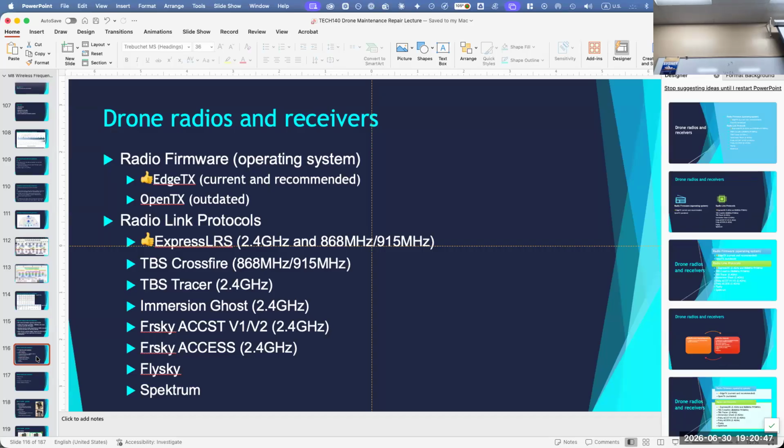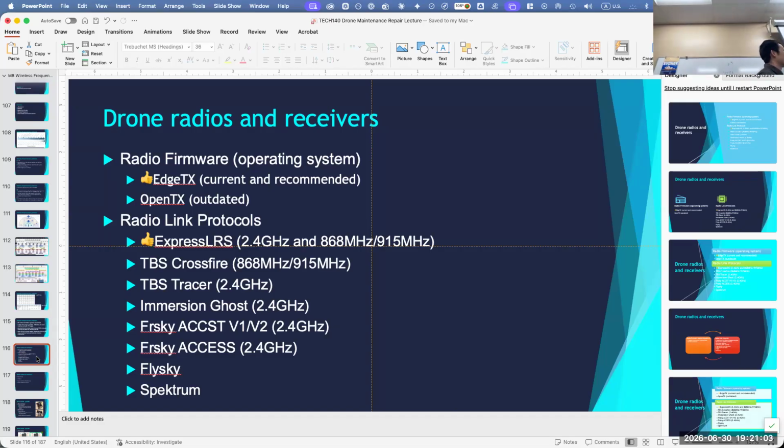We had people in the past, because our controllers here use Express LRS 2.4 gigahertz, but some people bought Express LRS 915 megahertz. It's not going to work. All right, so make sure you get both of those conditions.